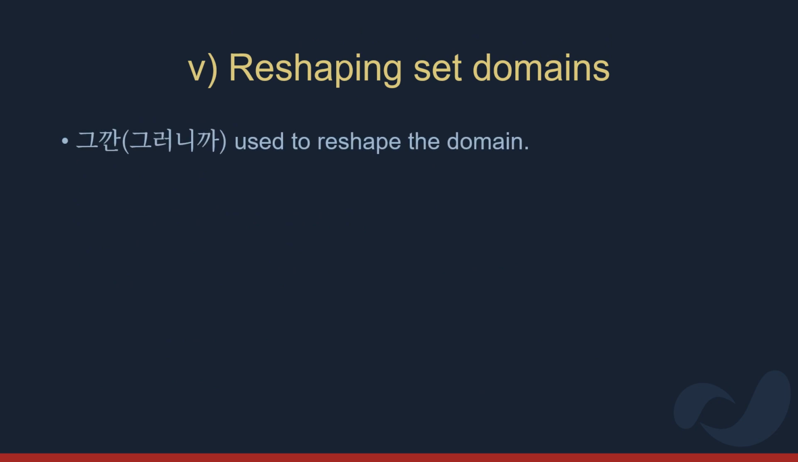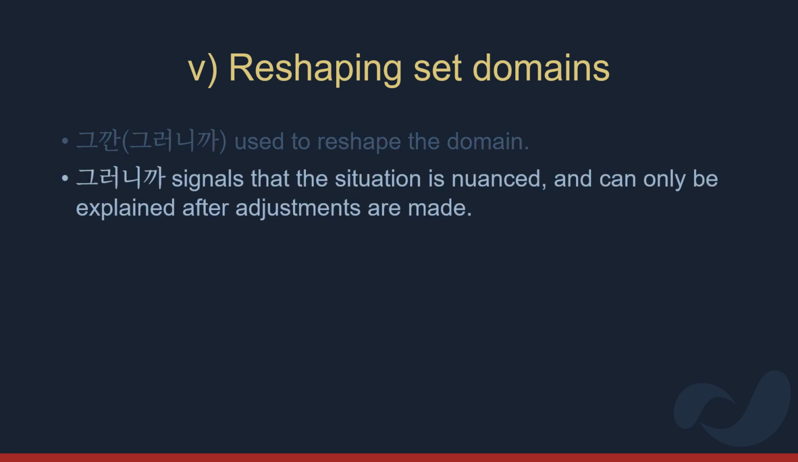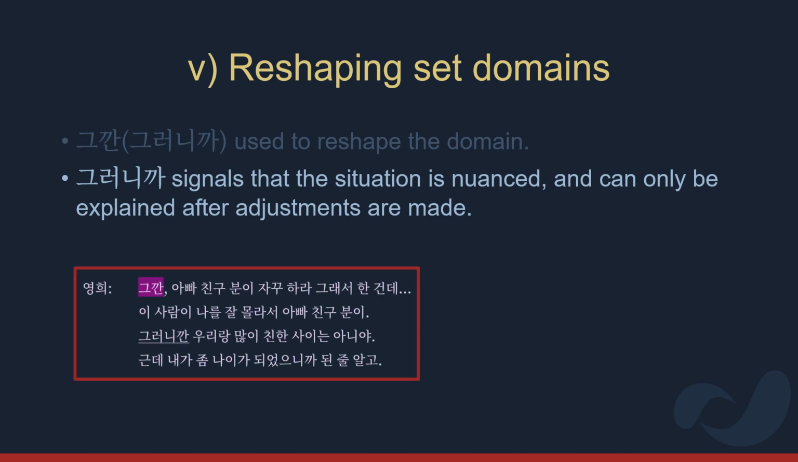Here the speaker uses 그러니까 to reshape the domain set by the question. There was a suggestion that her father was aware of the man's looks and is at fault for poor matchmaking. Youngie uses 그러니까 to signal that the situation is nuanced and can only be explained after some adjustment is made. Notice the second occurrence of 그러니까 is usage 3, where the speaker is saying "I mean" to reformulate their own speech and make it more understandable.